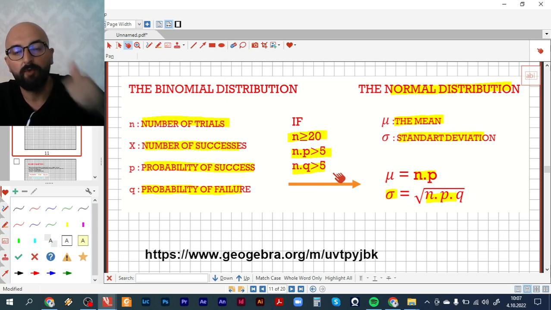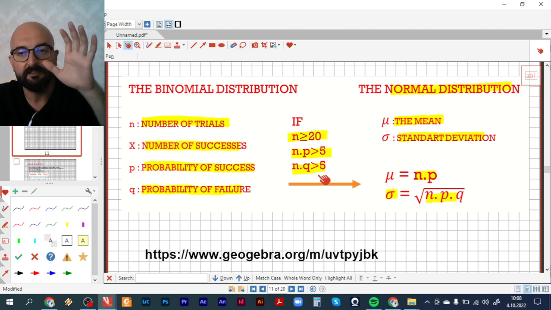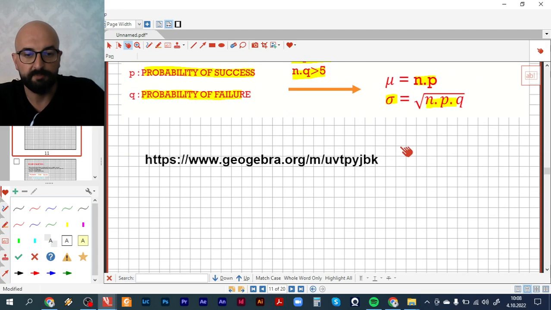And one more time: n is equal to or greater than 20, n multiplied by p is greater than 5, and n multiplied by q is greater than 5. So this is the normal distribution approximation to the binomial distribution.